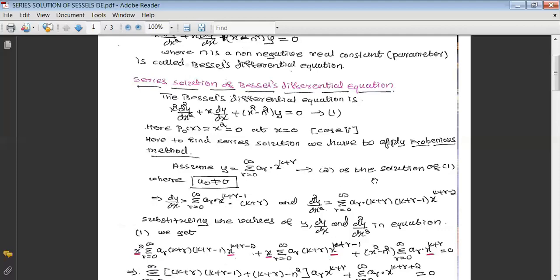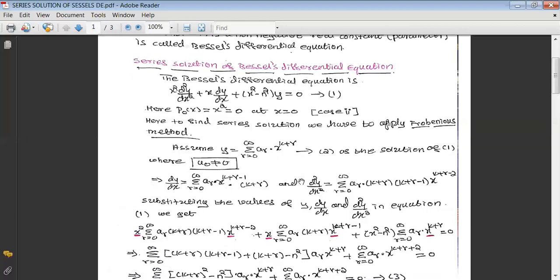Let us take it as equation 2, the series solution of the given Bessel's differential equation, where a naught is not equal to 0. That is the first step, that we have assumed this as the solution of Bessel's differential equation according to the Frobenius method or generalized power series method.